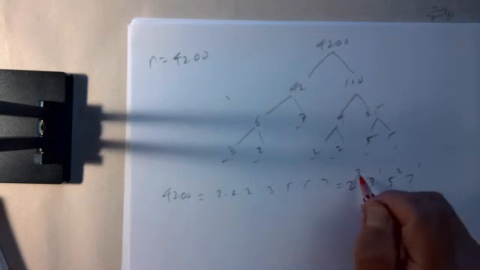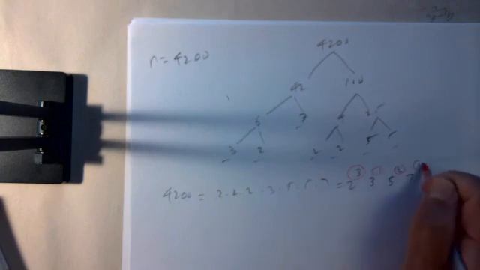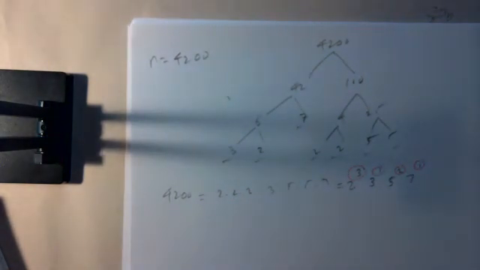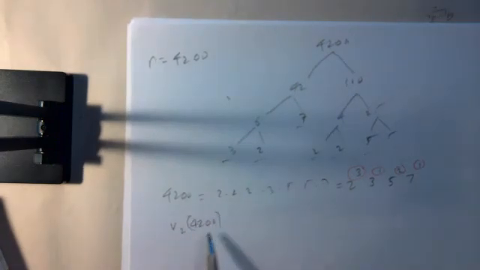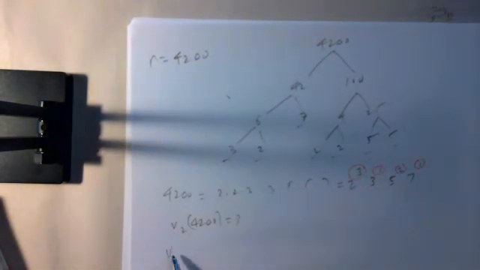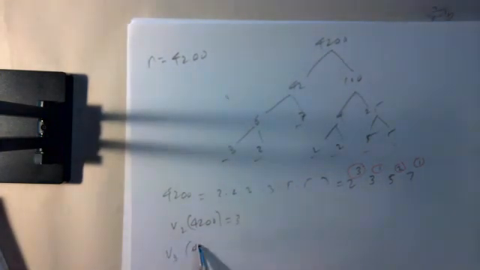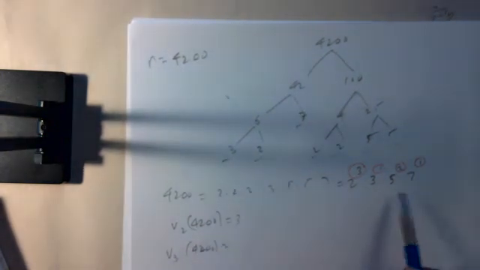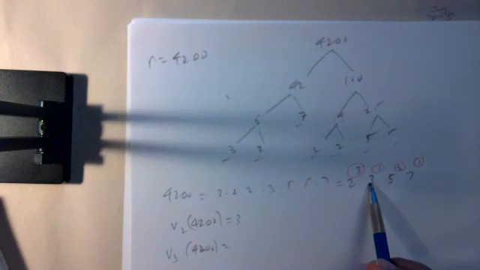And we have a standard notation for these exponents. Take the number 4,200. v sub 2 of 4,200 is the power of the highest power of 2 that divides 4,200. That's equal to 3. v3 of 4,200, that's the highest power of 3 that goes into 4,200. That's 1.